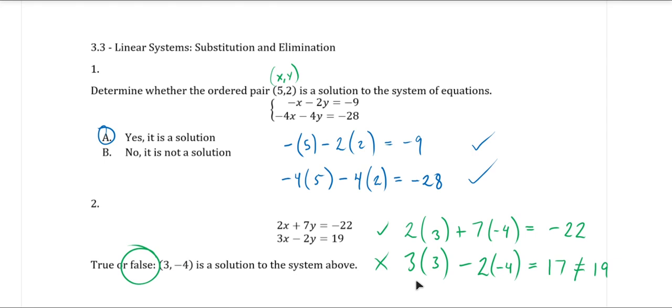On the other hand, if we look at something like problem 2, we can see that it isn't going to be a solution. 3, -4 might satisfy the first equation, but it doesn't satisfy the second equation. If you plug in 3 and -4 and evaluate, you wind up with 17, 9 plus 8. You don't wind up with 19, so this doesn't satisfy the second equation. That just means this isn't a solution to the system.